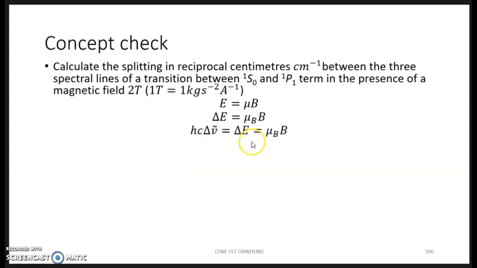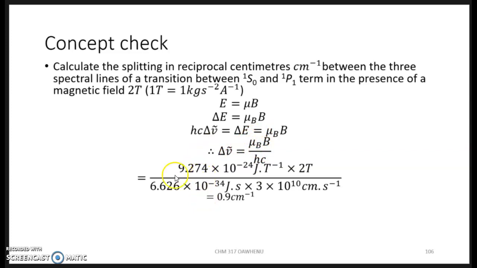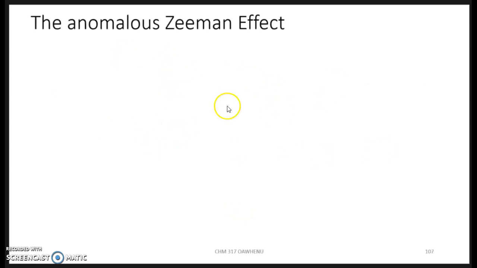hc delta nu equals delta E, mu B B. So we can calculate delta nu by making it the subject of the formula. Substituting our values, mu B is a constant, B is given in the question as 2 T, h is a constant, and c is a constant. Notice here that this is 3 times 10 to the power of 10 centimeters per second, because we are trying to get our answer in reciprocal centimeters. So we obtain 0.9. So let's quickly look at the anomalous Zeeman effect.